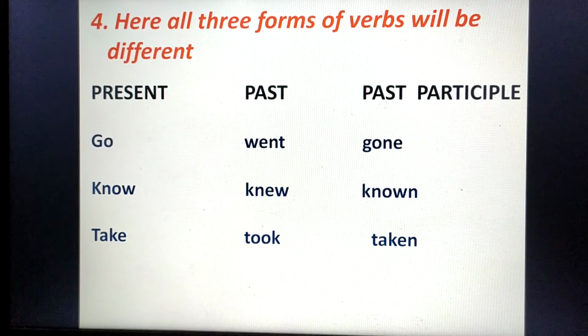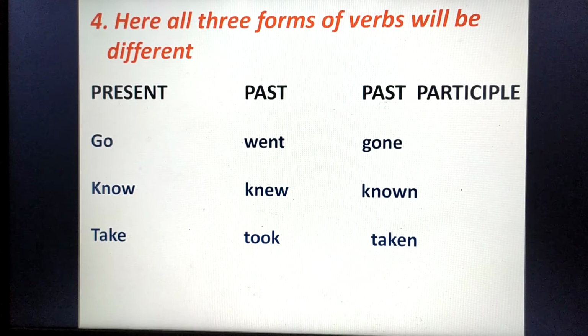The fourth one is where all 3 forms of the verbs are different. Here the present is something else, the past is something else, and the past participle is also different, right? Go, went, gone; know, knew, known; take, took, taken. Here you can see the first form of the verb, the second form and the third form are totally different from each other. There is no similarity among them, right? All three forms of the verbs are different here.